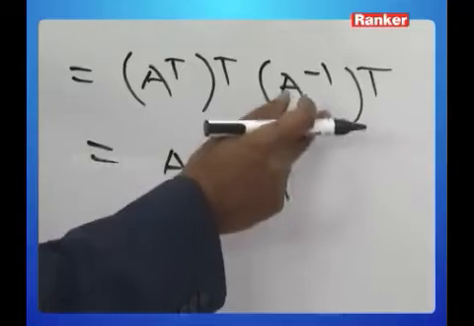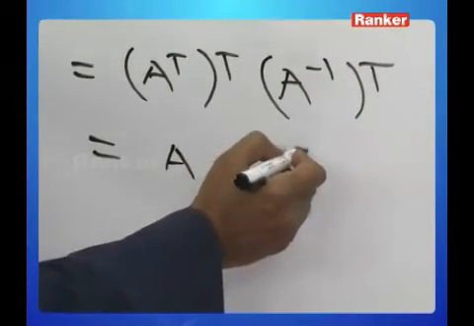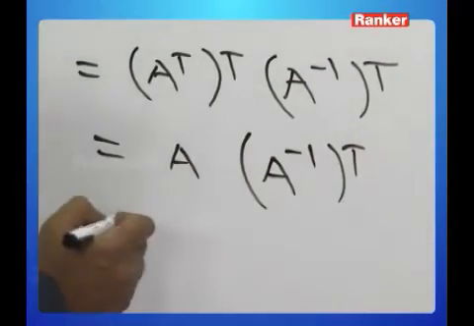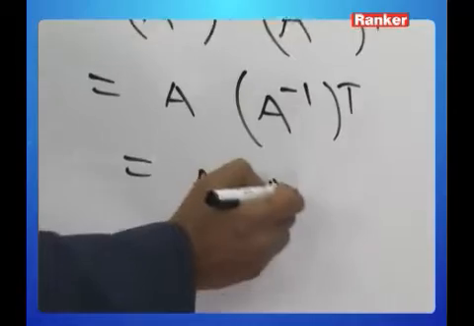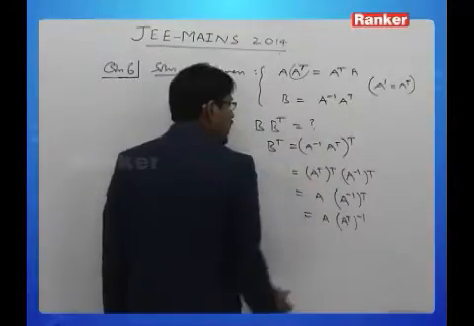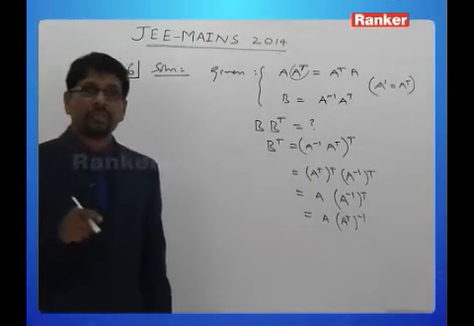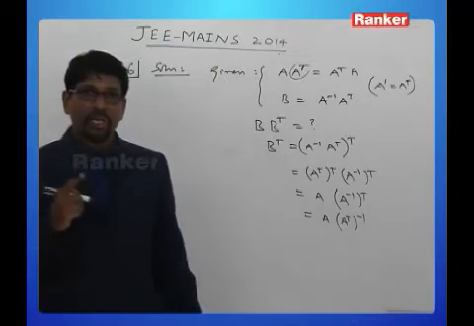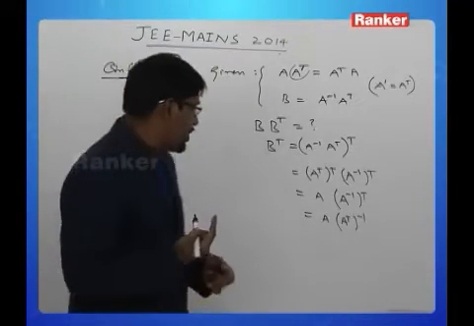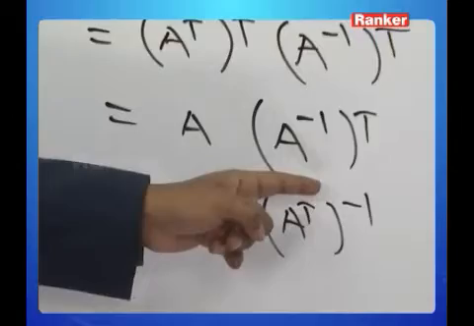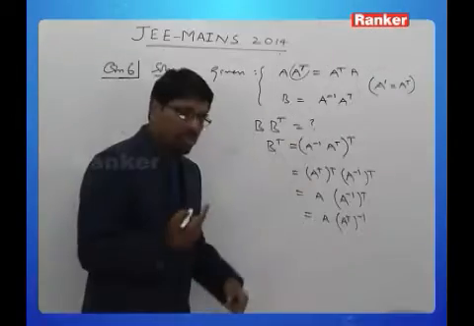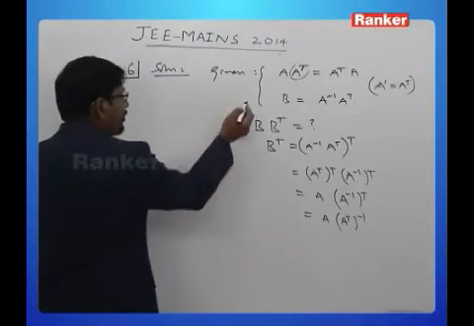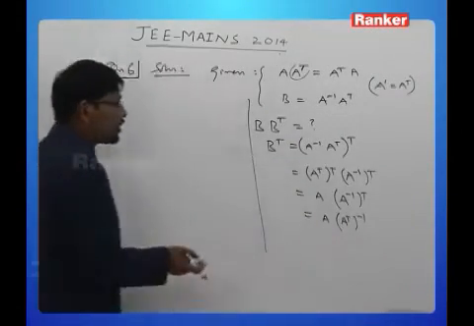So A into A inverse transpose, or we can even write this as A into A transpose inverse, because transposition and inversion on the matrix, they are both unary operations and they are commutative. That is, one can be interchanged with the other, the order can be interchanged. So we have here A into A transpose the inverse.